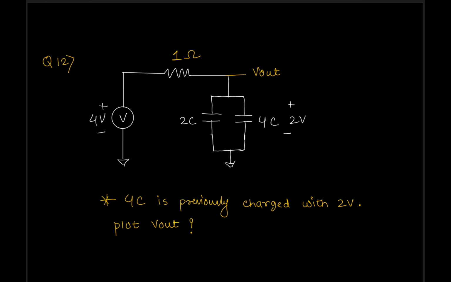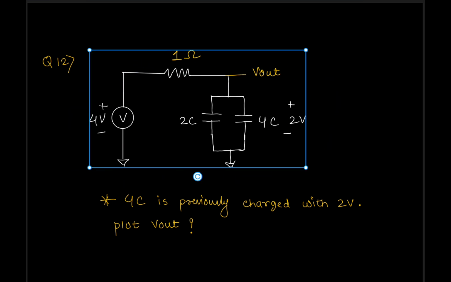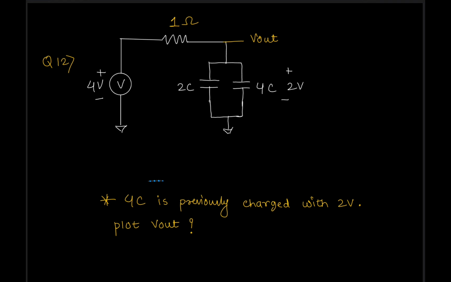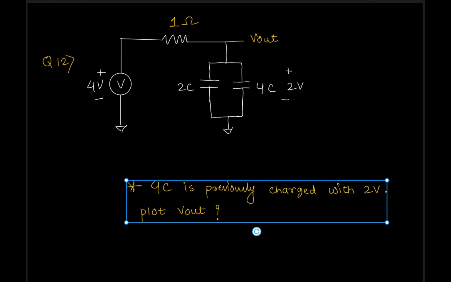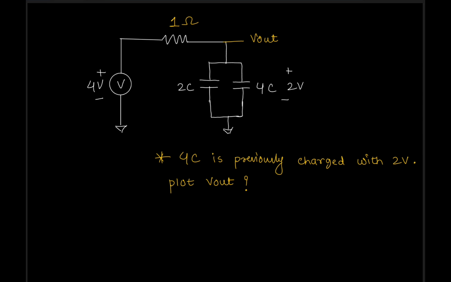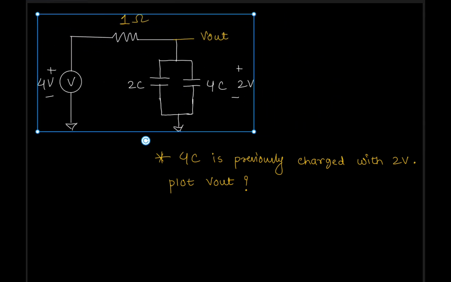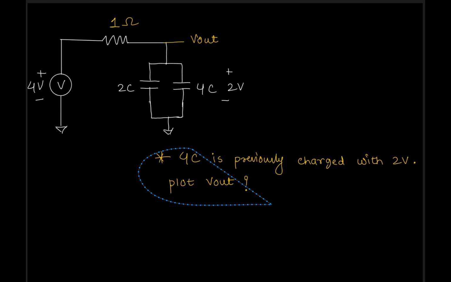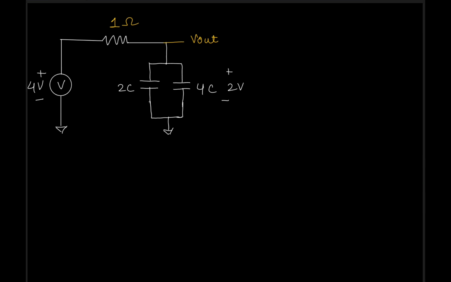So let's start from this. This question I have not solved in the previous video, so just quickly look into this. So this was the question. I'll just remove this so that we can have a bit of space here. Okay, we have to plot V out, when this capacitor is charged to +2 volts previously, and this input is a step input from 0 to 4.